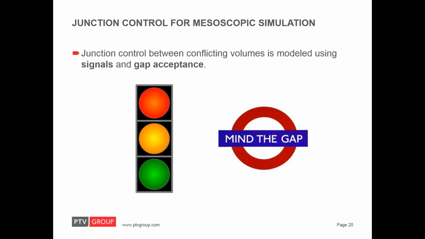So junction control between conflicting volumes is modeled using signals and gap acceptance. Signals can be modeled in the usual way. They must be fixed time, but can have daily plans. So different fixed time control over the course of the day, for example. Gap acceptance is slightly different.